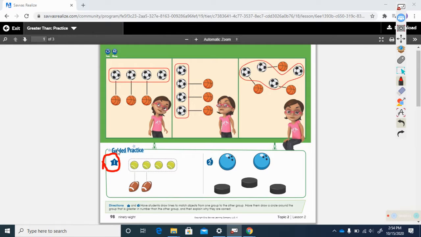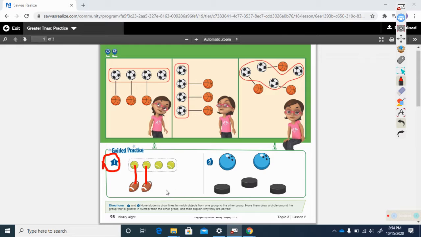So make sure you have a crayon with you. Now that you have your crayon, let's get started. We're going to draw a line from this tennis ball to this football.